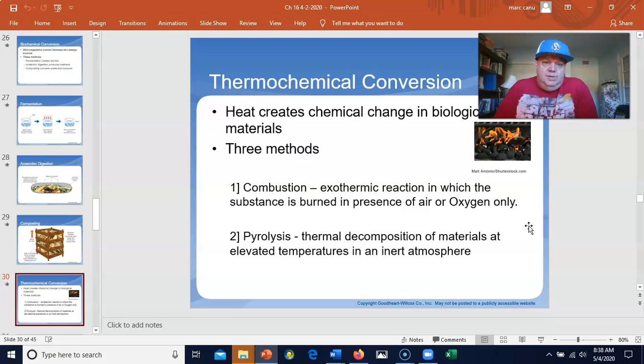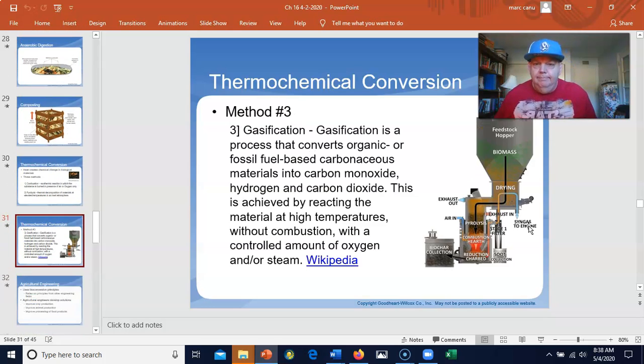So, in that process, you're getting chemical changes in the biological materials because heat, when you add it in there, is getting some chemical changes happening. Bonds are broken, new bonds are being formed. There's changes that are happening. Okay?